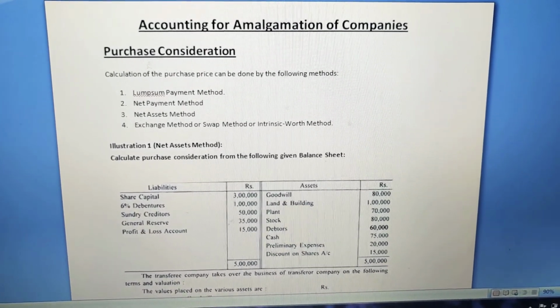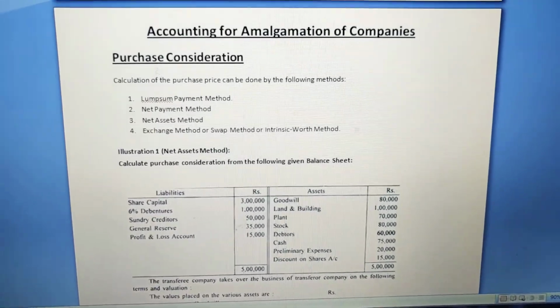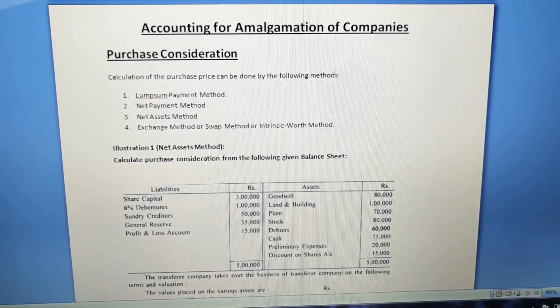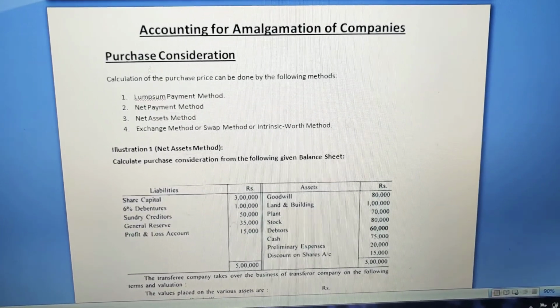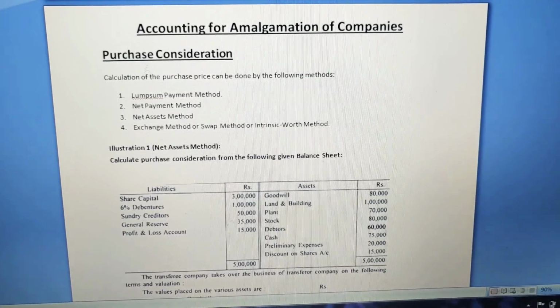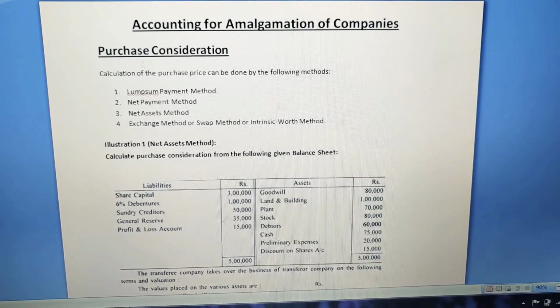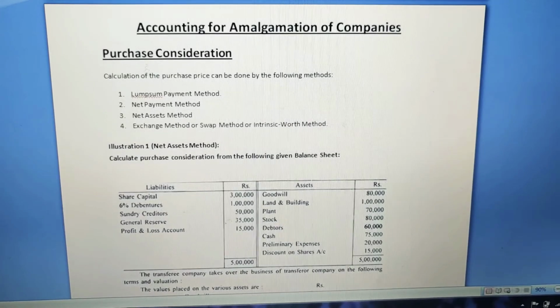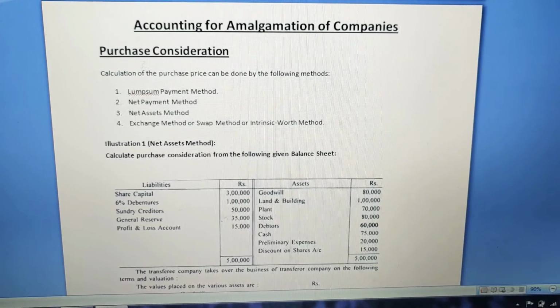Today we'll discuss the practical questions relating to our purchase consideration methods, and in the last video we already discussed the theory in detail. The first was the lump sum payment method, in which the whole lump sum payment is already given in the question and you don't need to do any further calculation. That was a much easier method. The second was the net payment method; we'll do the practical question on it in the next video.